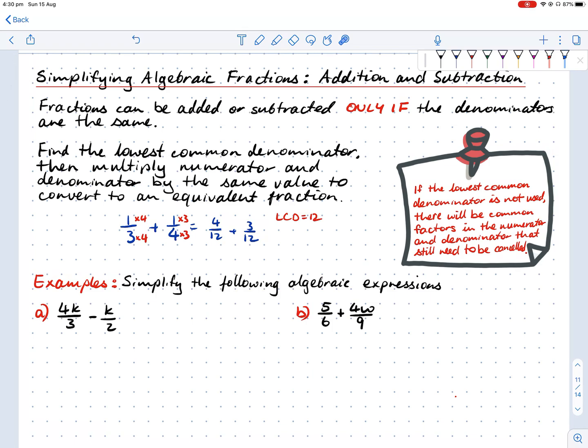And the important thing when we're looking at algebraic fractions is that you really want to be using the lowest common denominator. You don't want to just be using any denominator, because if you don't use the lowest common denominator, there will be more things that you need to simplify out of your fraction. Sometimes those things may not be so obvious. So you'll always need to be picking that lowest common denominator.